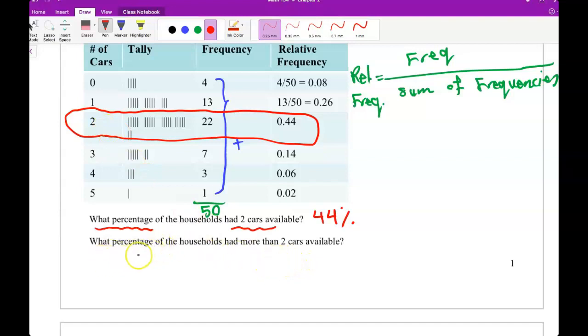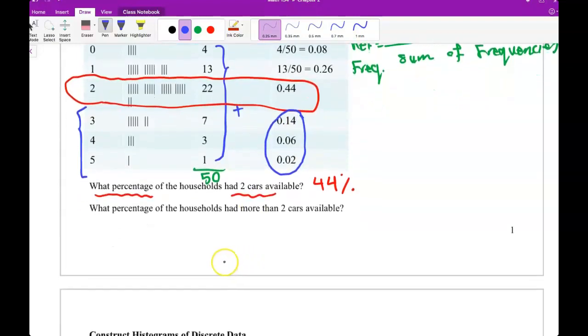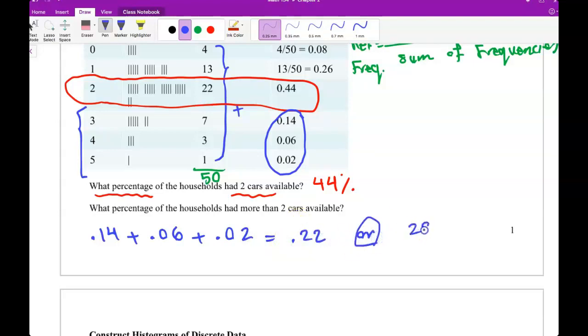The next part, what percentage of the households had more than 2 cars available? So it's more than 2 cars, and that is this part. So adding all these we have here, and again use percent. You have 14%, 6%, and 2%. So adding all these is 22%. So that is the final answer for this part.